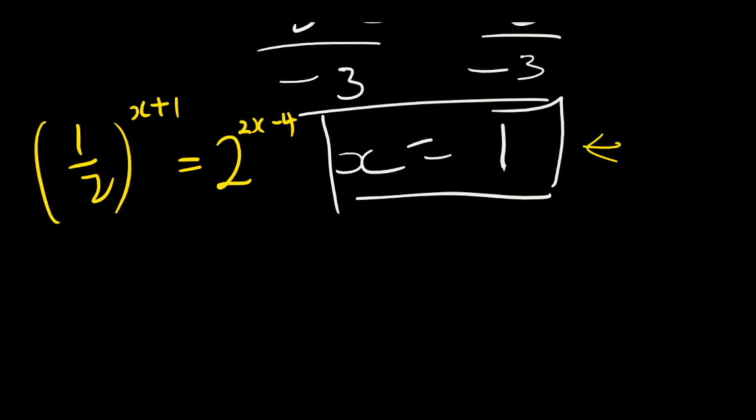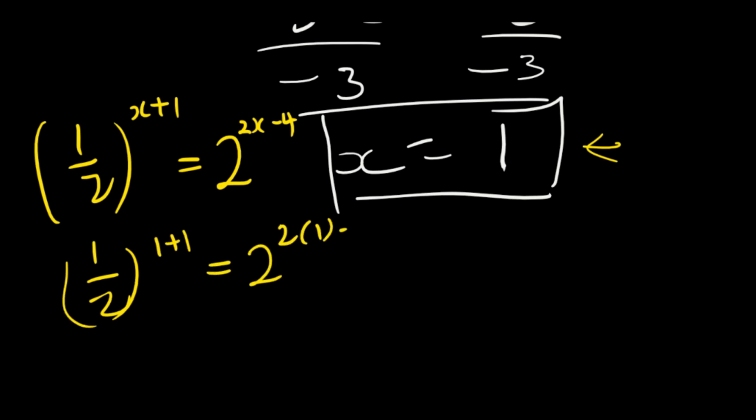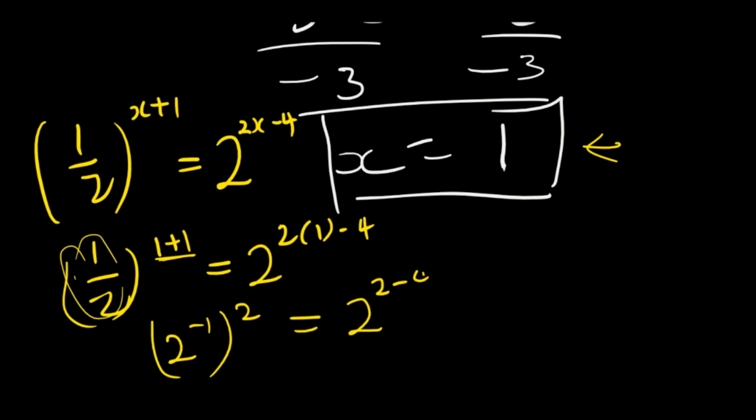Where there's x, put that 1. So we're going to say 1 over 2, right? So it's going to be 1 over 2 to the power of 1 plus 1 is equal to 2 to the power of 2 into 1 minus 4, which here I'm going to change into 2 to the power of minus 1 all to the power of 2, right? Because 1 plus 1 equals 2, to the power of 2 minus 4, right?